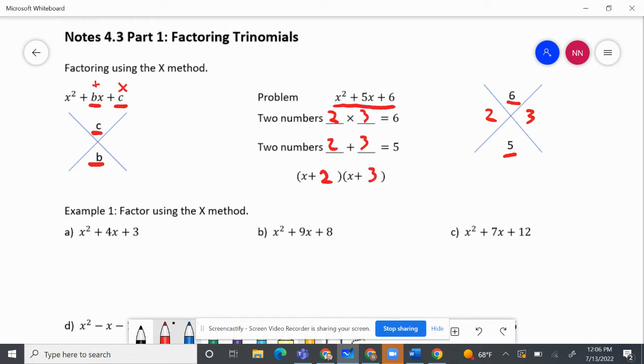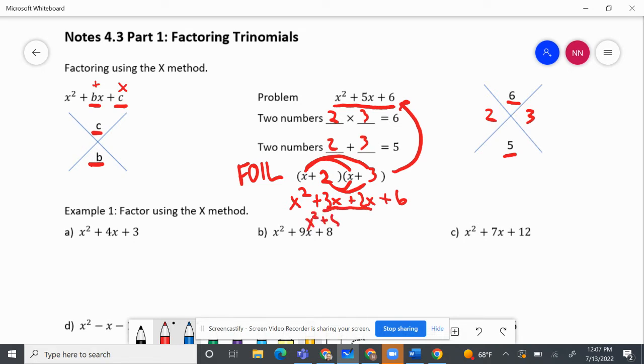Now, just to show us how the factoring ends up giving us our answer, remember how we did FOIL? First terms, outside terms, inside terms, and last terms. We see that we can add the two middle, and that gives us x squared plus 5x plus 6, which gives us our original problem.